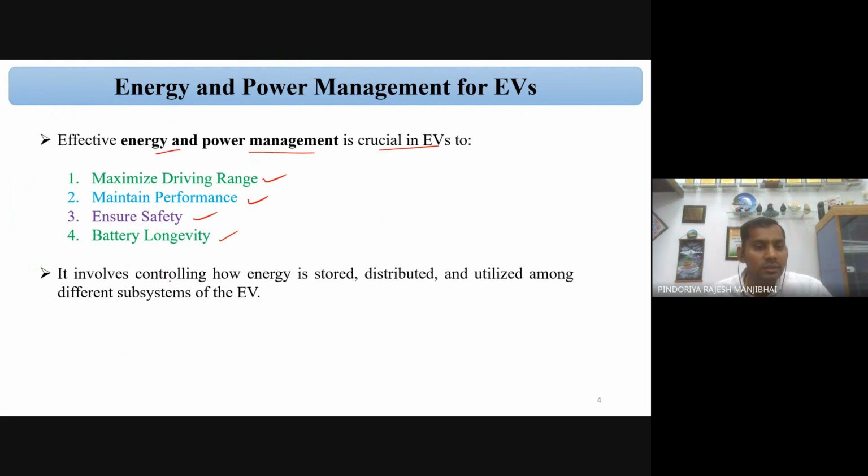Correct. It involves controlling how energy is stored, distributed, and utilized among the different subsystems of the electric vehicle. So the main concept is we have to store the energy, correct? First, we have to store the energy. So how can we store the energy? We can use the battery, we can use the supercapacitor. Second, distribute. Whatever energy we store, how can we do the distribution in a better way? And then utilize. Whatever distributed energy must be utilized among the different subsystems.